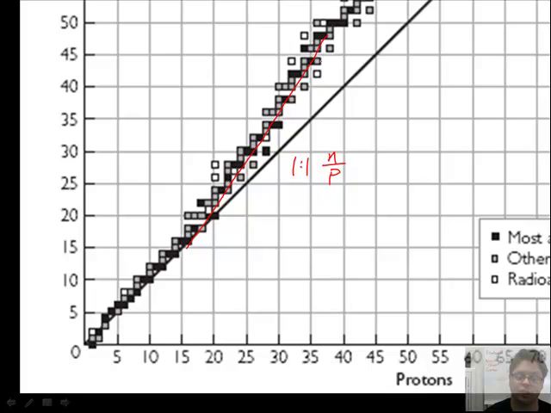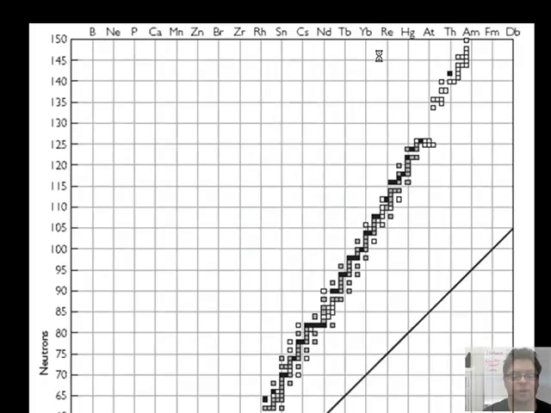As you go further up, you'll notice that this band of stability, this is called the band of stability, the slope of it increases. It gets greater than 1-to-1. There's more neutrons per proton. And as we go further up to the higher part of it here, we can see that the slope continues to increase as we go up, and then there's a little skip.